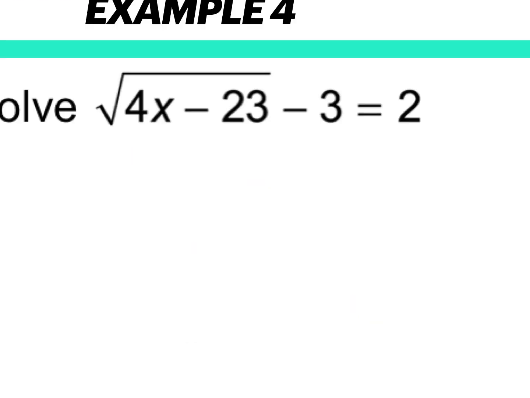Awesome. Add 3. We want to isolate our radical, so move that 3 to the other side. So we have the square root of 4x minus 23 is equal to 5.